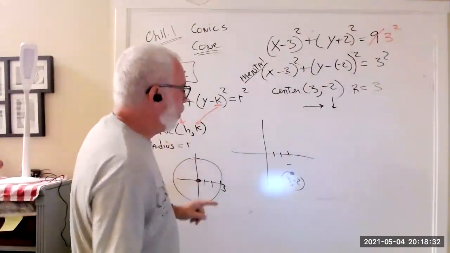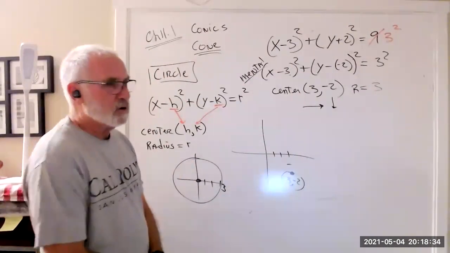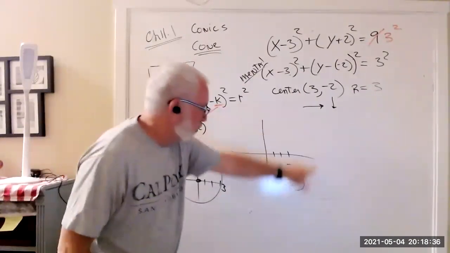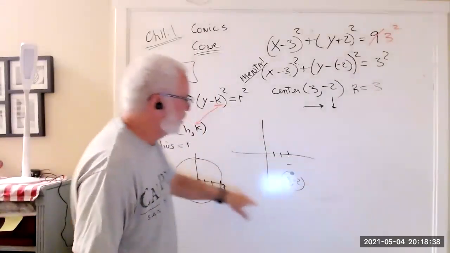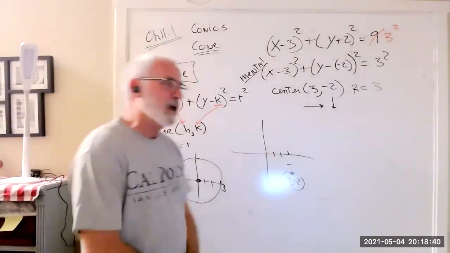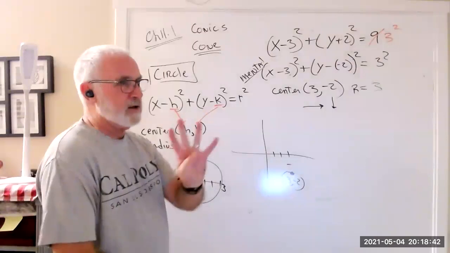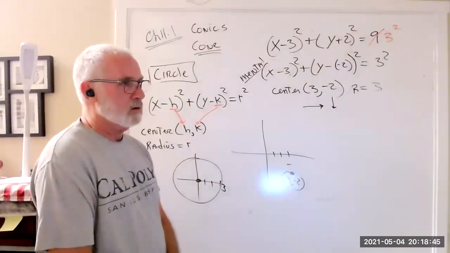Where is one more point on this circle? I know there's a circle here somewhere. Can you find one point on the circle? I can find 4 of them, but can you find one?